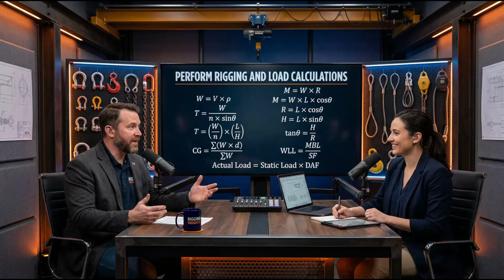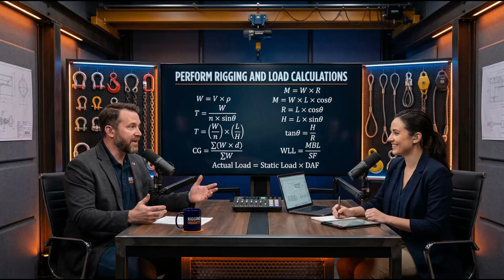We need buffers, massive buffers. Right. We have to build massive, impenetrable walls of mathematical safety around everything we do. This brings us to the human element and the absolute necessity of safety factors. Everything we have calculated today, the weight, the center of gravity, the angles, the dynamic shock, it all culminates in a single vital metric. The working load limit.